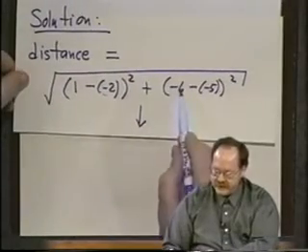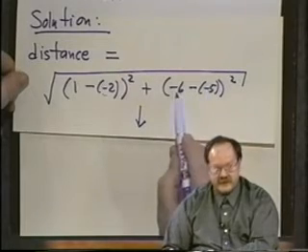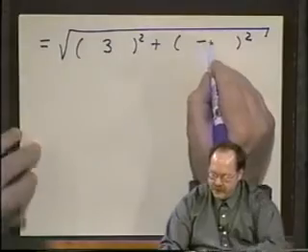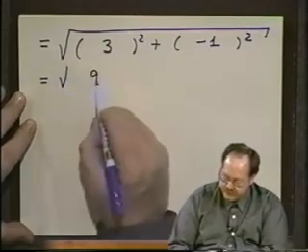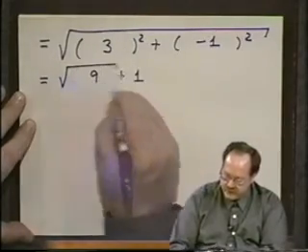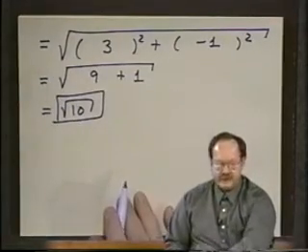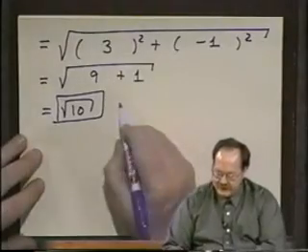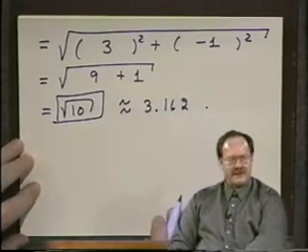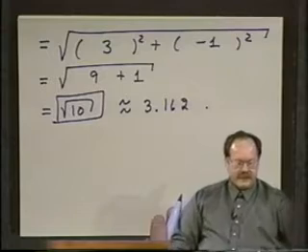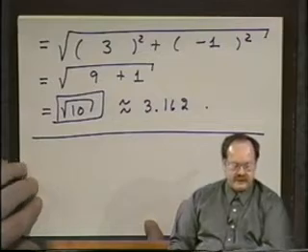For the second one, I have minus 6 minus a minus 5. Minus a minus 5 is plus 5. Plus 5 minus 6 is minus 1. So in here, I have minus 1. Well, 3 squared is 9. Plus minus 1 squared is 1. So I have square root of 10. And that is the distance between these 2 points. Now, if you like decimals, I have gone ahead and approximated this on my calculator as 3.162. So there you have how you find the distance between 2 points. The formula is very easy to apply.